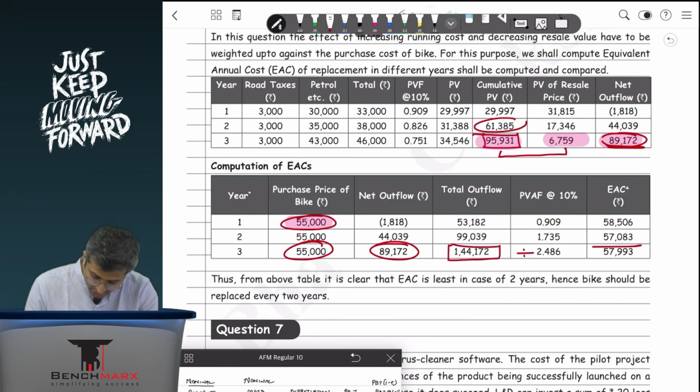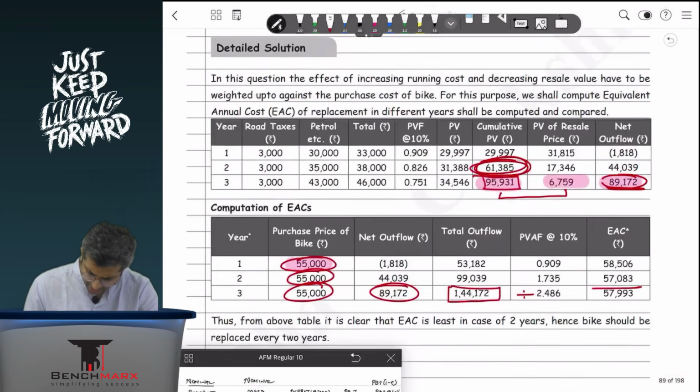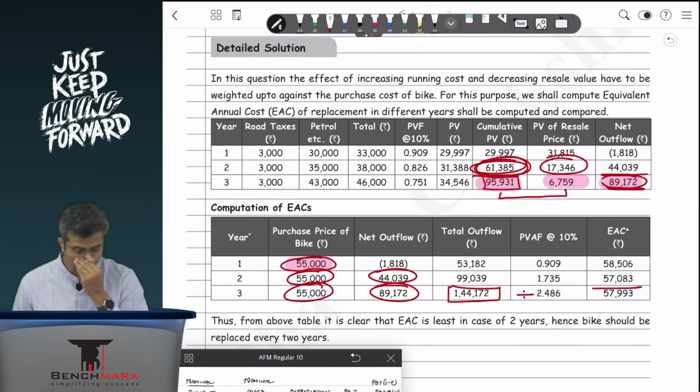Similarly for 2 years, I am saying that I'll have to spend 55,000 plus 61,000 for running cost. Salvage is around 21,000. You find the present value, which comes to 16, and hence 44,000 will be your net cost. Divide by the PVF for 2 years and get 57,083. Whichever option gives you the lowest, you see, which will be your optimum replacement time.